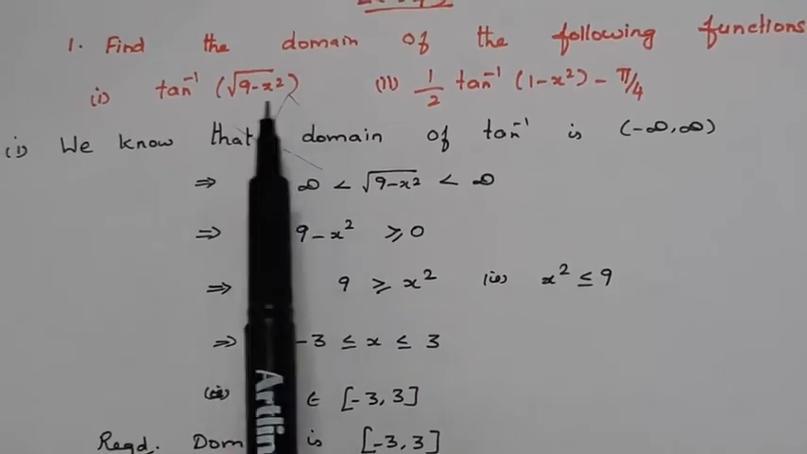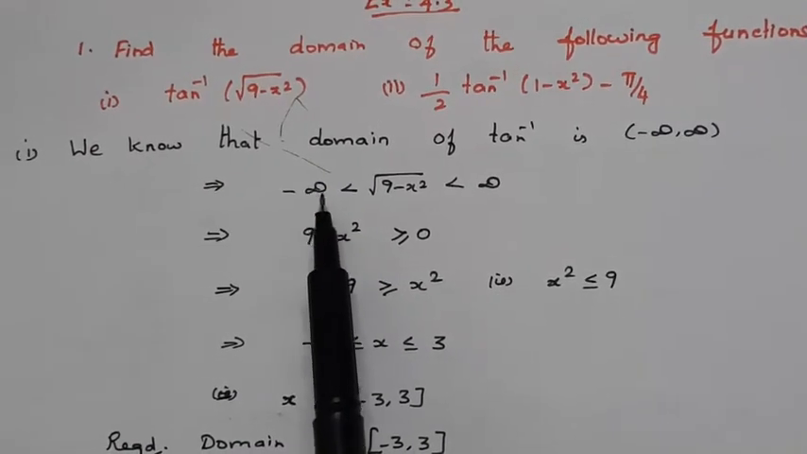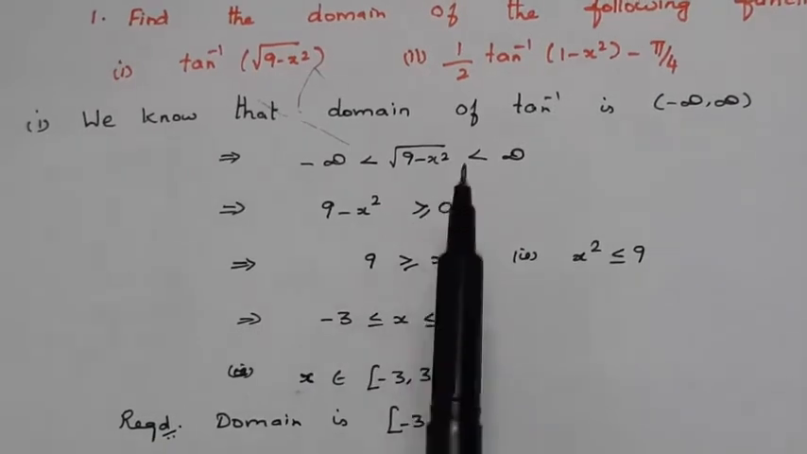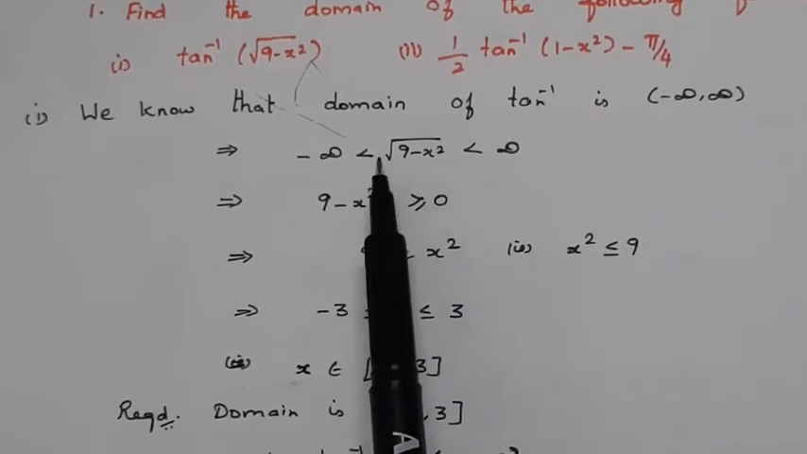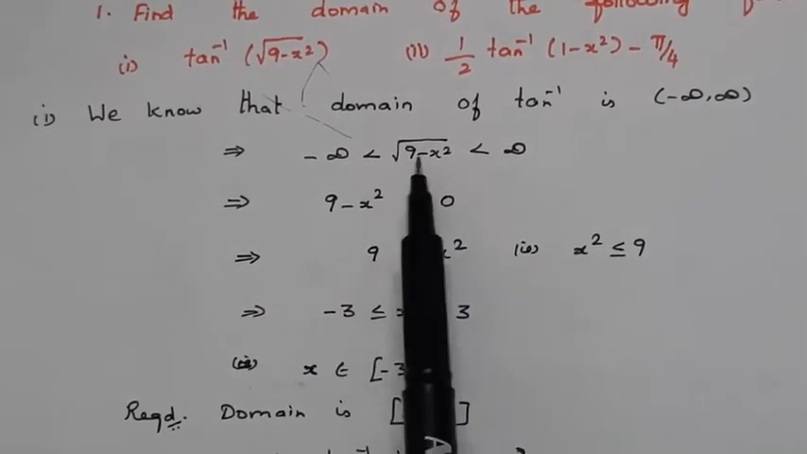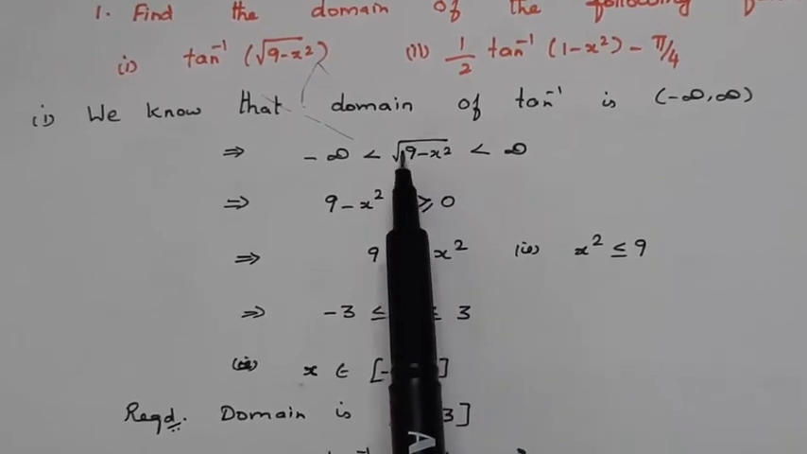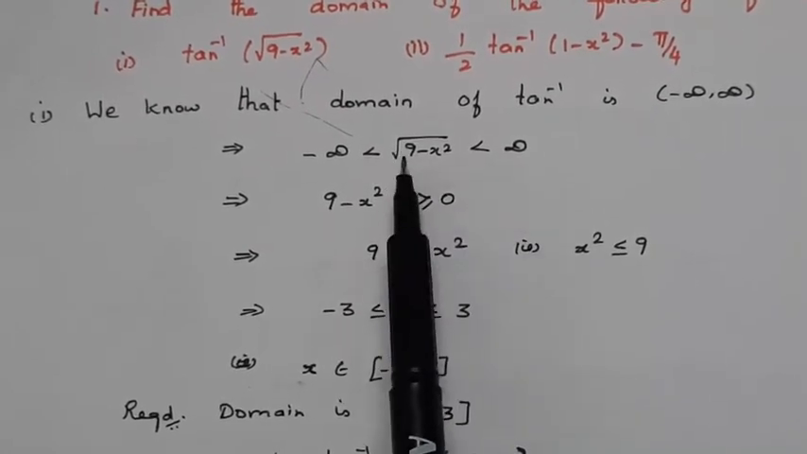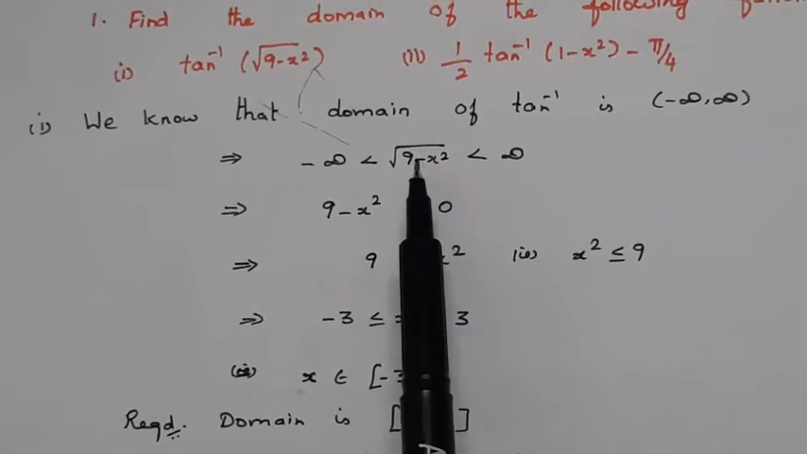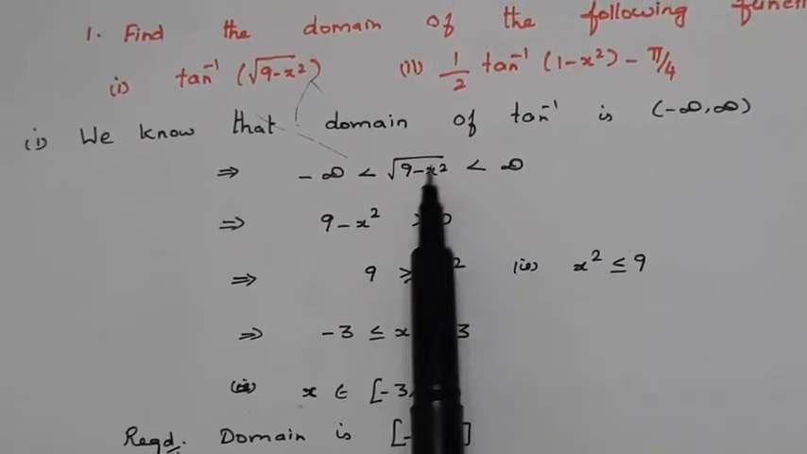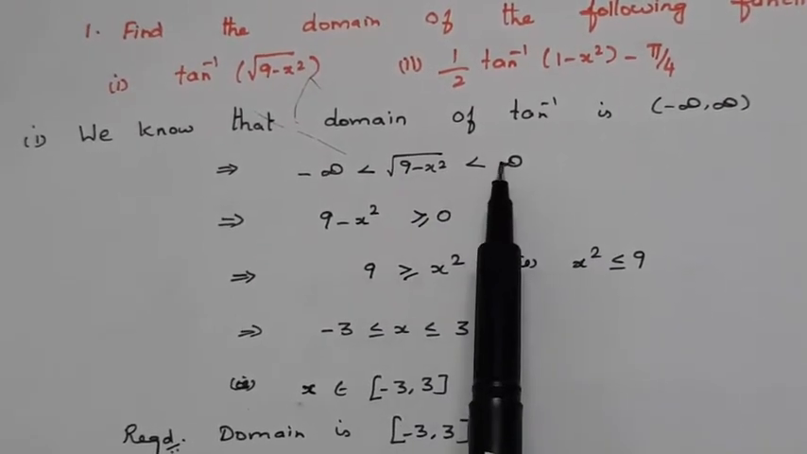So this root of 9 minus x squared should lie between minus infinity to plus infinity. So this is a square root, that is a quantity under the square root. So the quantity must belong to the real numbers, which means it should be positive. It should not be negative. If it is negative, it would be an imaginary number, so that it does not belong to the real numbers.